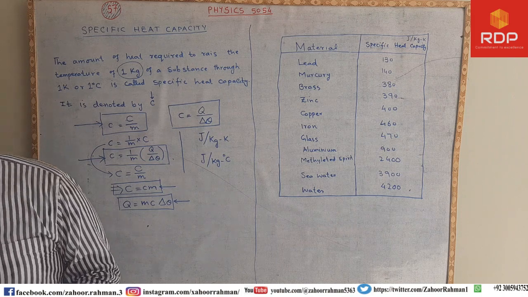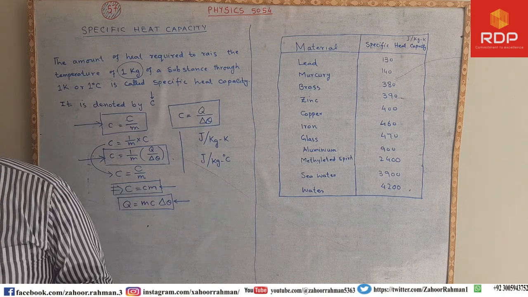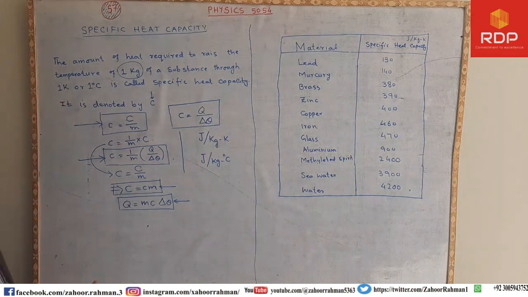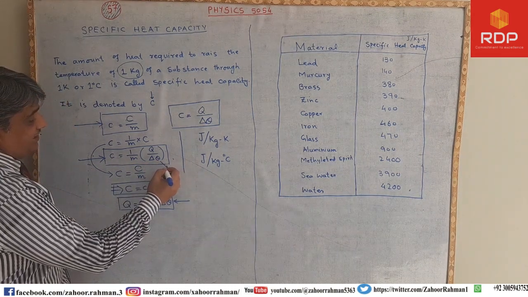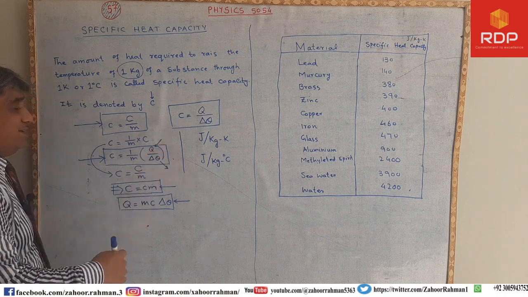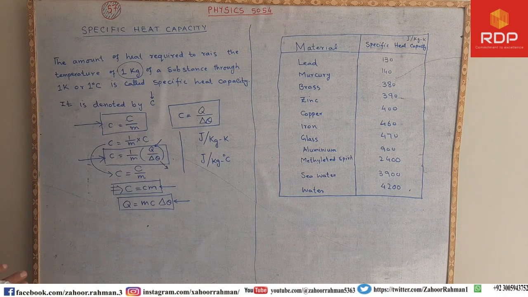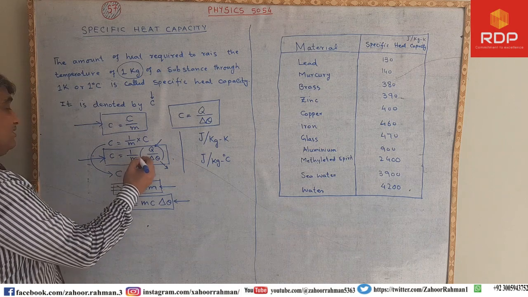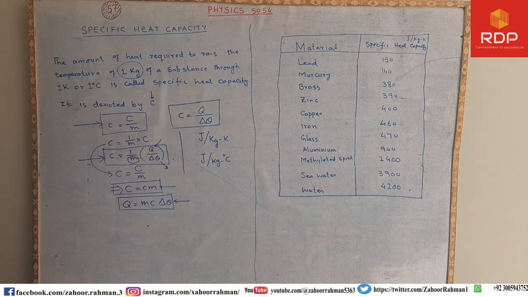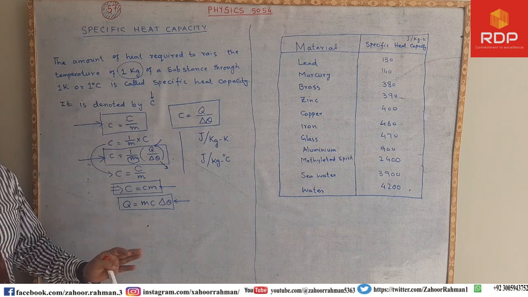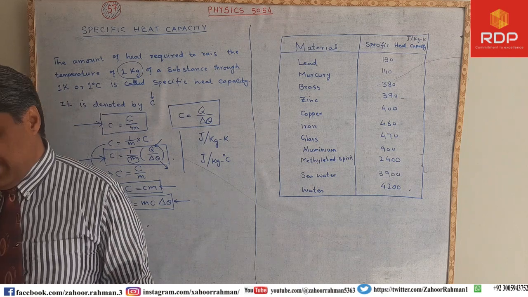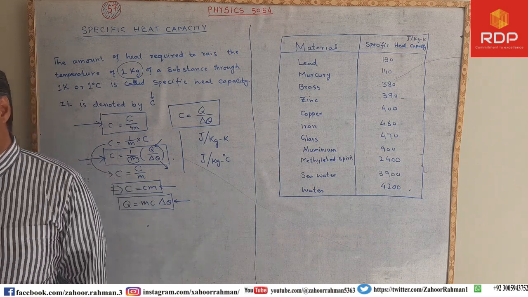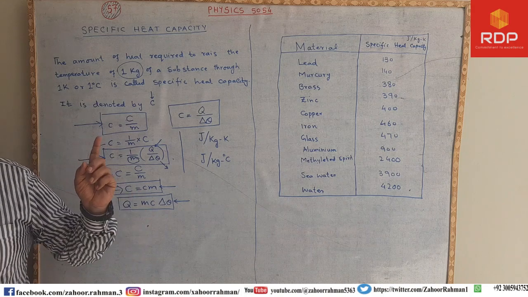You can see these from the example. Here delta theta is the change in temperature, Q is the amount of heat absorbed by the object, and the quantity of mass used, which is 1 kilogram in the case of specific heat capacity. So you have to write all these things when you are explaining this specific heat capacity.